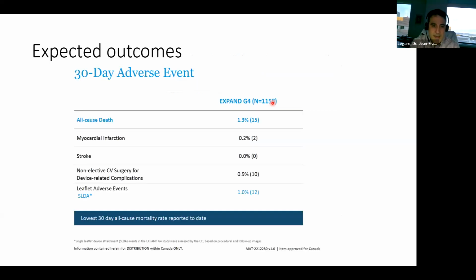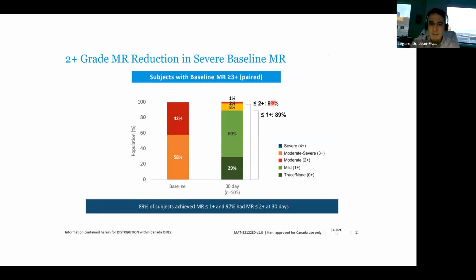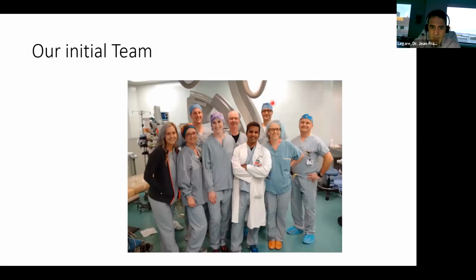So again, expected outcomes are good. Expected all-cause mortality should be low. This is where the benefit of this intervention is. And finally, the MR reduction should be quite significant at 30 days. A little bit more hard to predict in these patients, depending on the ventricle and a lot of other things, at 1 year and 2 years, but you can make a huge difference in clinical benefit in these patients. And this is why their clinical benefits are better. And you can see the MR reduction is quite significant in those patients, to at least 2 grades of MR reduction in general.